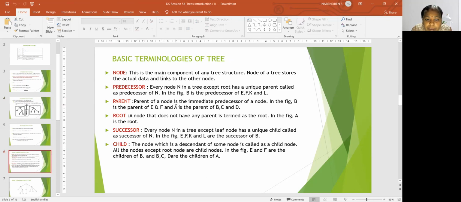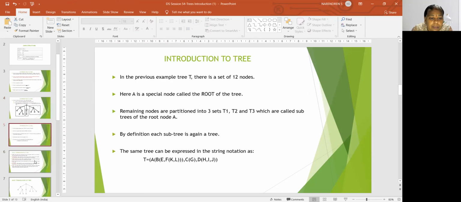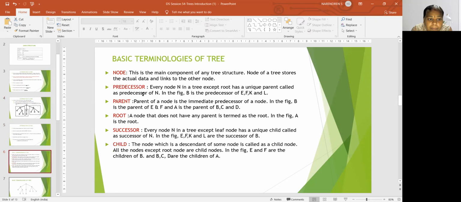Parent. Parent of a node is the immediate predecessor of a node. In this picture, B is the parent of E and F. See here, E and F, not K and L. For K and L, we can call F the parent. But for E and F, who is the parent? The immediate predecessor is B. So this is the explanation of the parent.